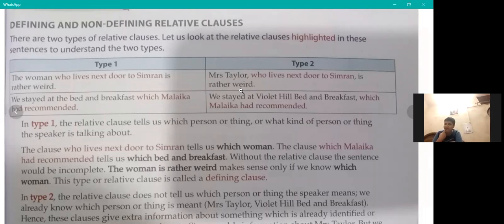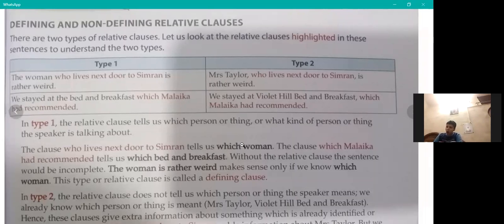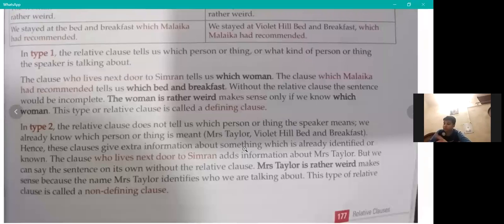Okay, the speaker is talking about the woman who lives next door to Simran is rather weird. The clause who lives next door to Simran tells us which woman. The clause which Malaika had recommended tells us which bed and breakfast. Okay. Without the relative clause, the sentence would be incomplete. If I write the woman is weird, you will not come to know which woman I am talking about. So here the relative clause is very important. So where the relative clause is very important, that is called a defining clause.